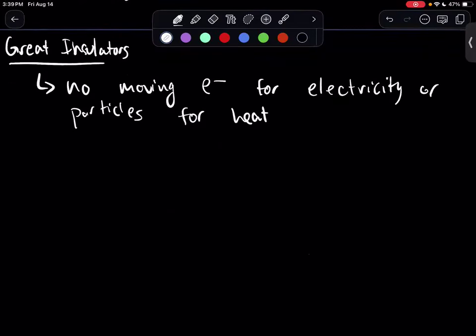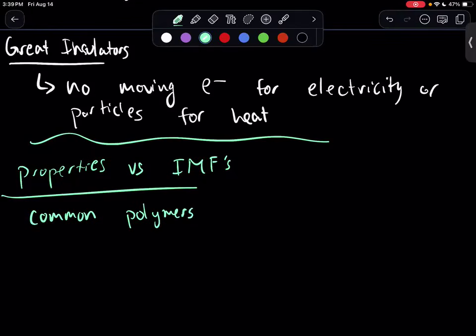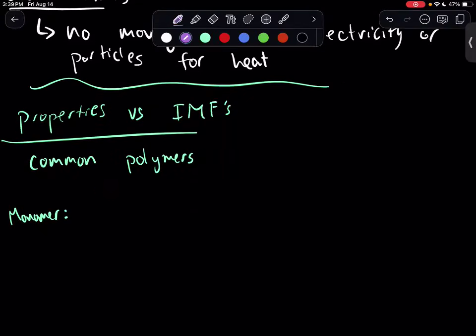Now, when you're comparing plastics, we generally look at properties versus their IMFs. And so when we're looking at properties versus the IMFs, let's take a look at some common polymers so we can actually compare. And we'll look at the monomer structure. So one of the most common polymers is, like we said before, polyethylene, coming from the monomer of ethene. It's our simplest one.